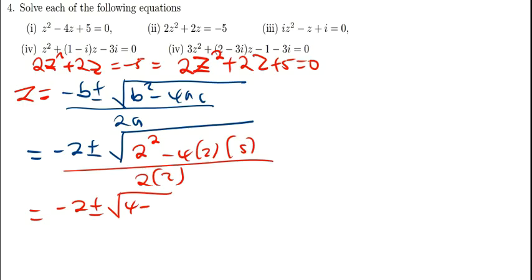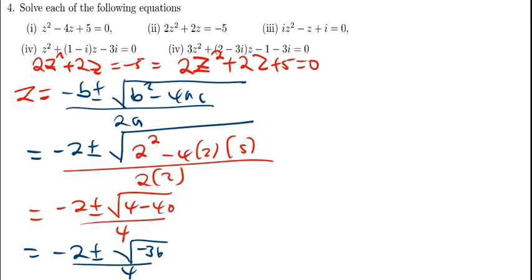2 times 4, 8, 8 times 5, 40, or you can say 4 times 5, 20, 20 times 2, 40. You divide this by 4. The next thing we're going to do is we'll have -2 plus or minus the square root of 4 minus 40, which is -36, divided by 4. Okay, I'll continue from here: -2 plus or minus the square root of 36 is 6i, because that is going to give us imaginary, so it's 6i.